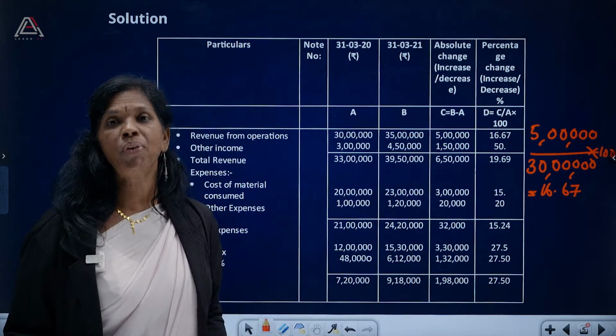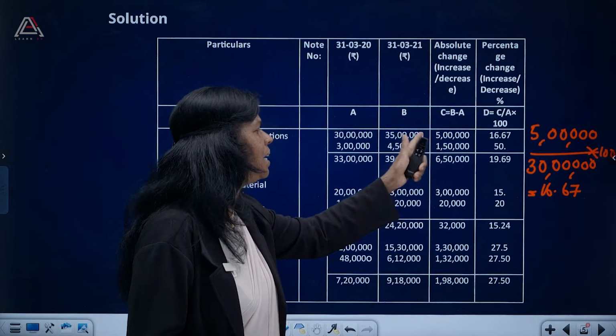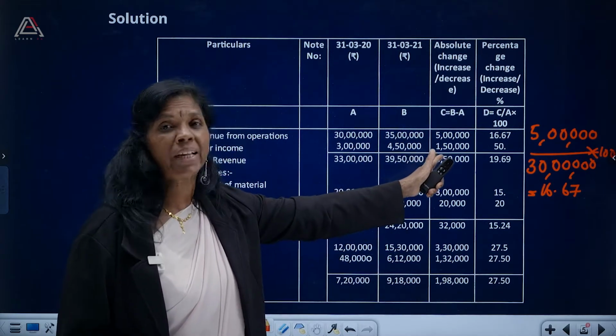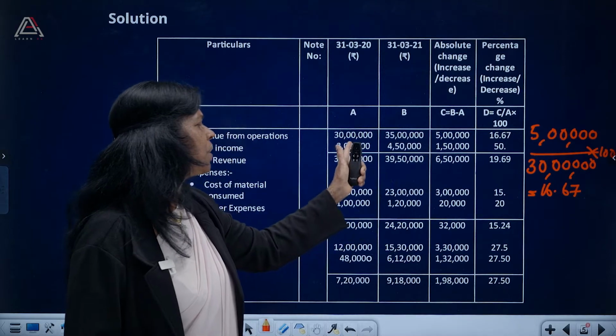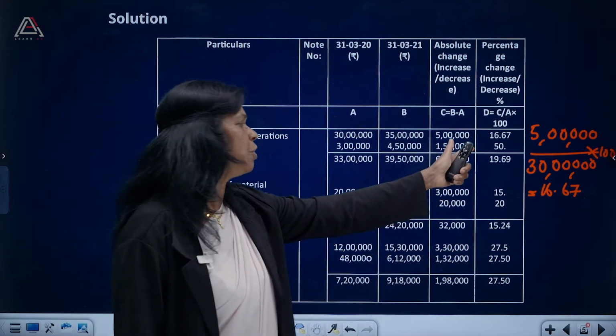Then we have to find out D, the column D. How to find out D? That is C divided by A into 100. So in the second case, 1,50,000 divided by 3 lakh, we will get 0.5, into 100 we will get 50%.